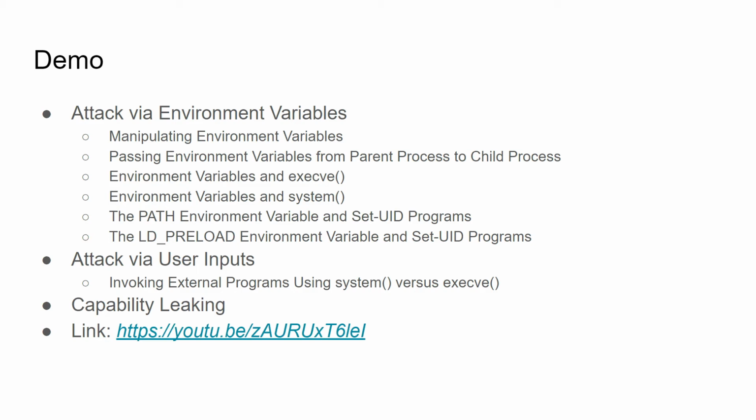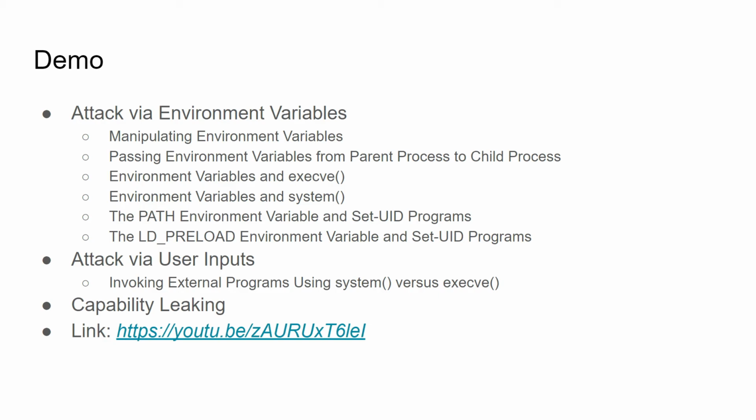We categorized this lab into 3 parts. The first part is how to attack via environment variables. This part has 6 tasks. Task 1 is manipulating environment variables. In this task, we can print out all environment variables by using printenv, and set or unset environment variables by using the export or unset command.